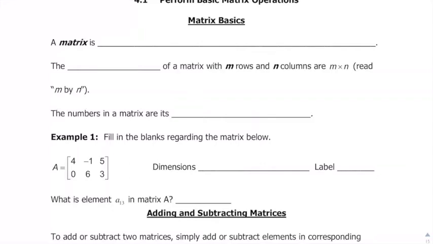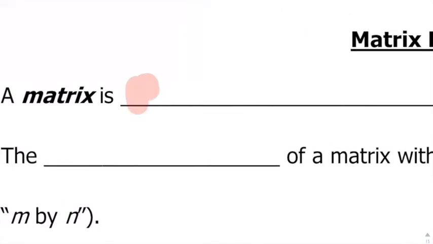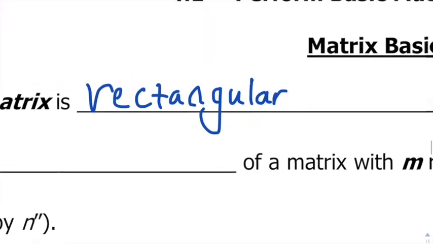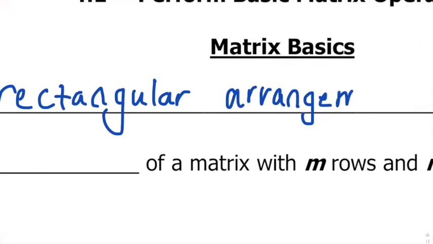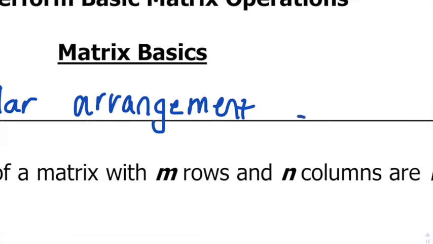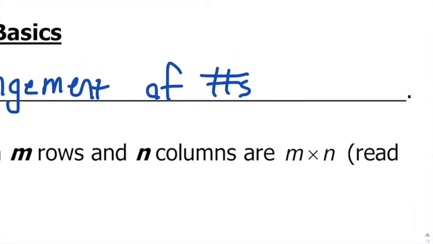Okay, today we're going to be talking about matrix operations and what a matrix is, and matrices. A matrix is a rectangular arrangement of numbers in rows and columns.